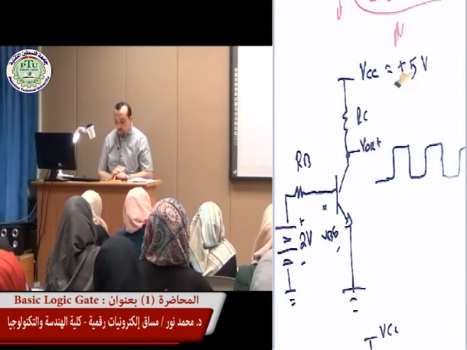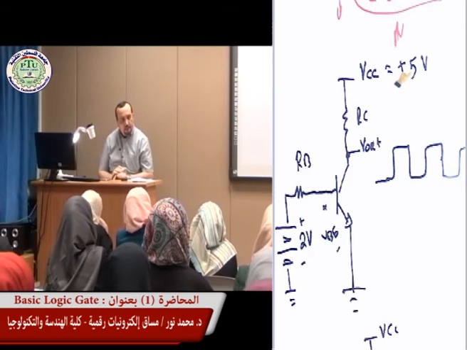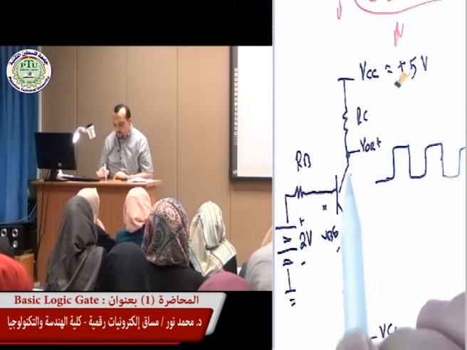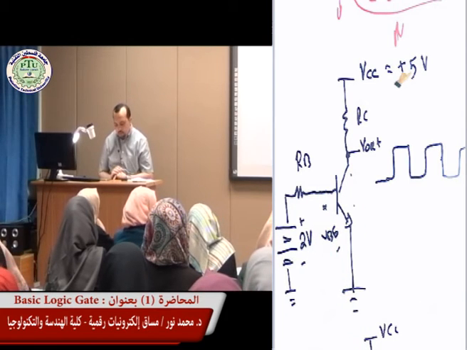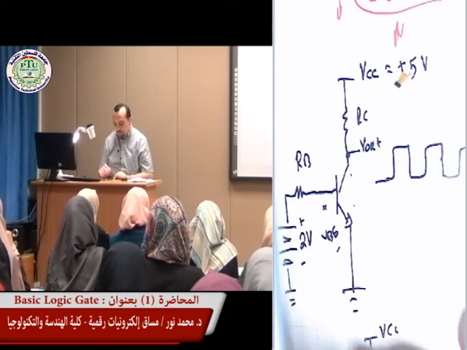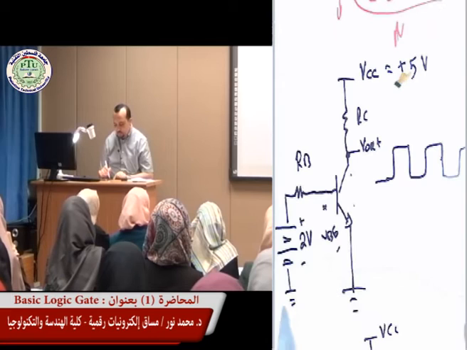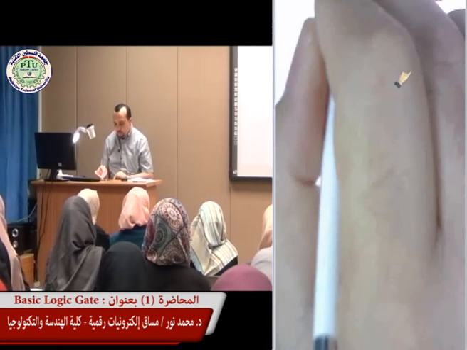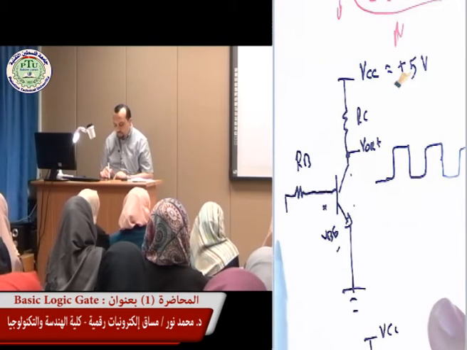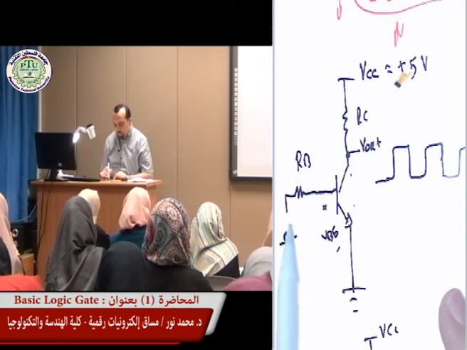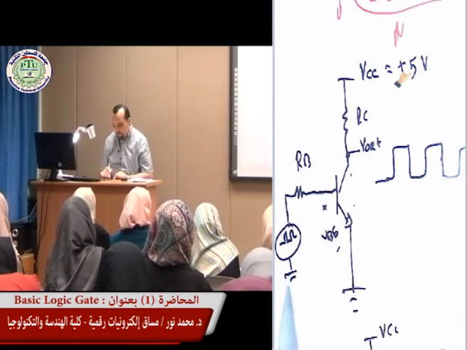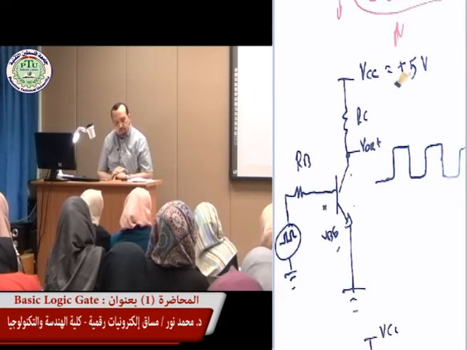So once the clock is 0, meaning the applied voltage is 0, we have an open circuit across these two. Where's the applied voltage? At here. Let's just replace this with a clock. So we have a clock here.